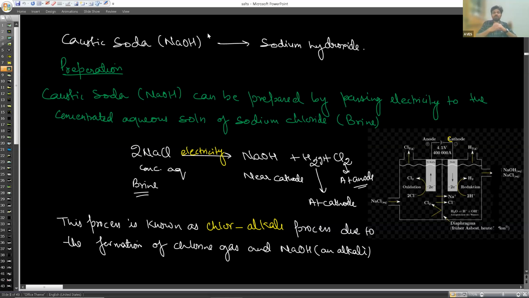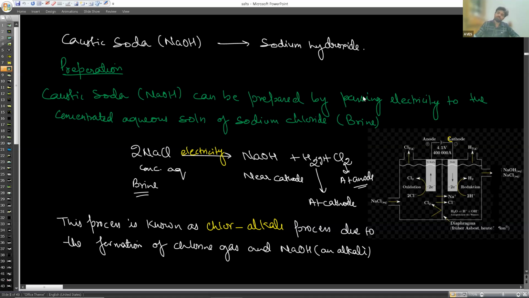Okay, so caustic soda is a strong base. It is a base, not a salt, first of all. But why are we studying this one in salts? Still, it is a base, just because it is prepared from a salt, which is sodium chloride. Got it?